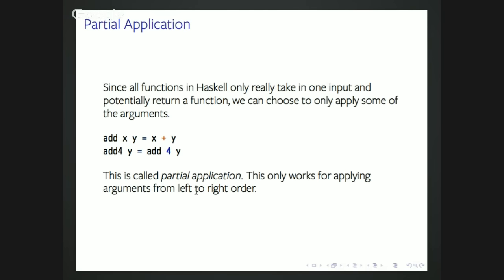There's a related concept to currying called partial application. The idea is that since all Haskell functions really only take 1 input at a time, you can stop applying inputs at some point, and what you get is just the function that will eventually complete your computation. So if we have a function we've defined as add, which takes in 2 values and returns x plus y, and I want to make a new function, add 4 of y, I can just say add 4 to y. Oops, I should have just said add 4.